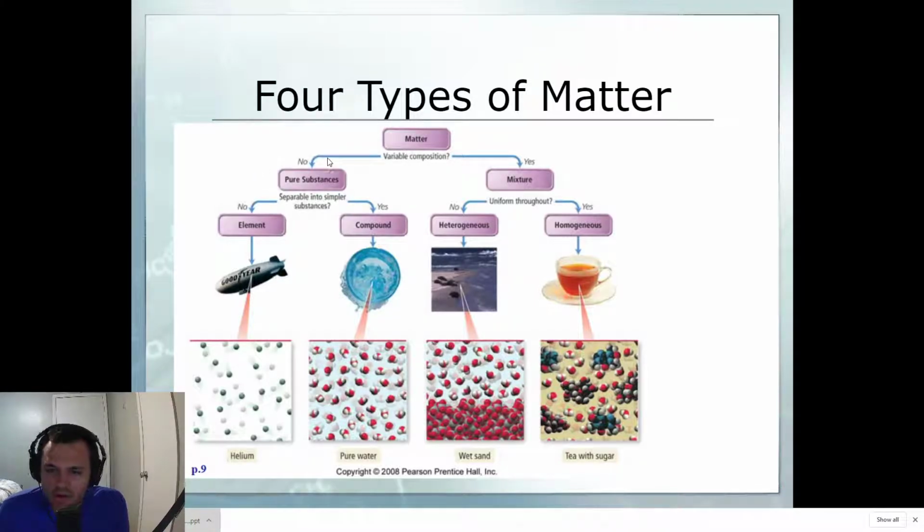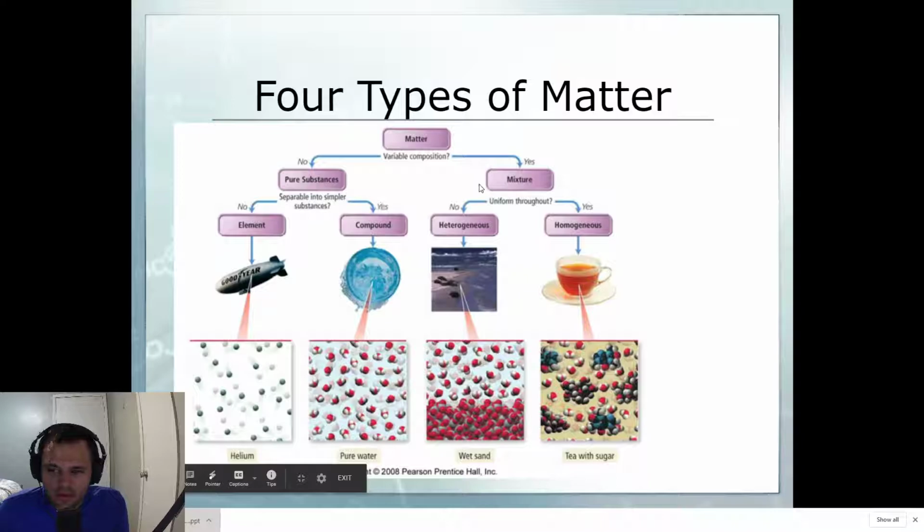So in our pure substances, the most simple and the most pure is what's called an element. An element basically has one type of atom, and that's it. The other type of pure substance is a compound, which can be made up of different types of atoms, but they're all combined in the same way. So there's one type of molecule that can be made up of different atoms.